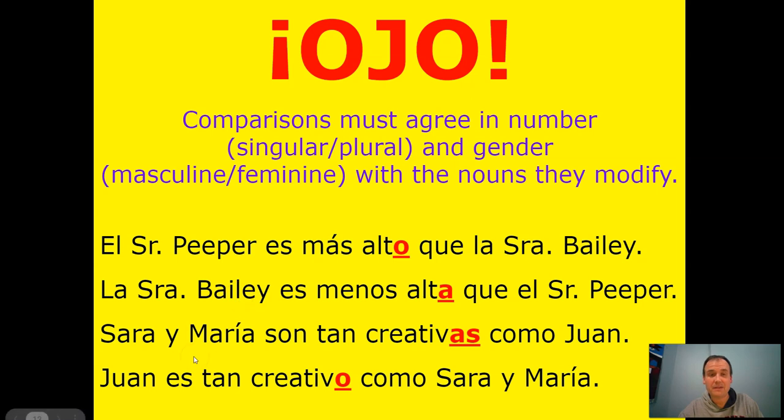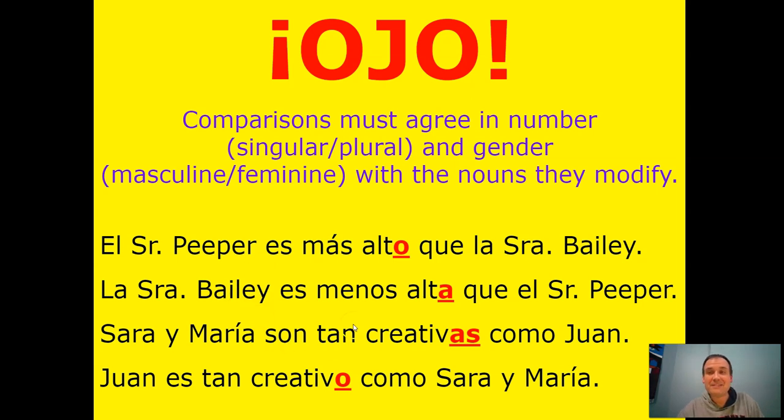Bailey comes first. If they're plural, Sara y María son tan creativas como Juan. We have creativas because it's Sara and María. Two chicas, and it's plural. Or Juan es tan creativo como Sara y María. Creativo agrees back here with Juan. All right, so one thing just to kind of be aware of with these comparisons.